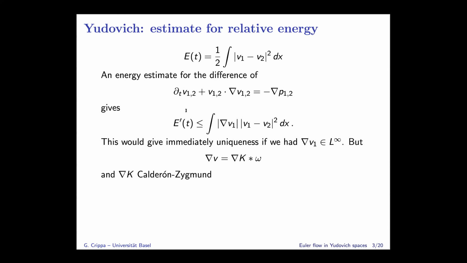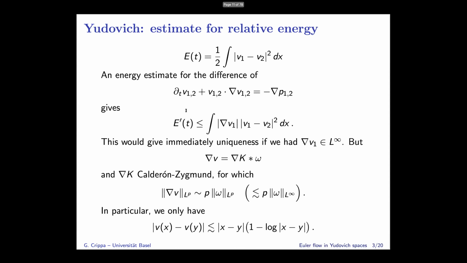But v is given via the Biot-Savart law, so K star omega. So the gradient of v is the gradient of K convolved with omega. And now the gradient of K is really singular. So it's a Calderón-Zygmund singular integral operator. And in particular, these operators behave well on L^p for p not equal to 1 and infinity. So we have a little bit of a problem.